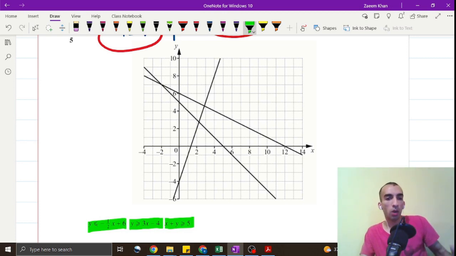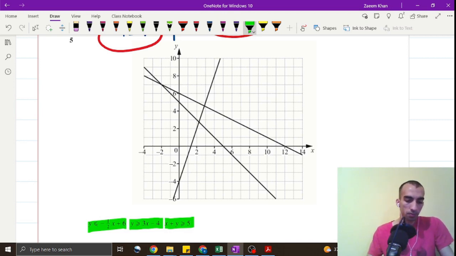First of all, how are we going to identify which line represents which equation? Because inequalities represent regions and equations represent lines. Excellent. Good job.